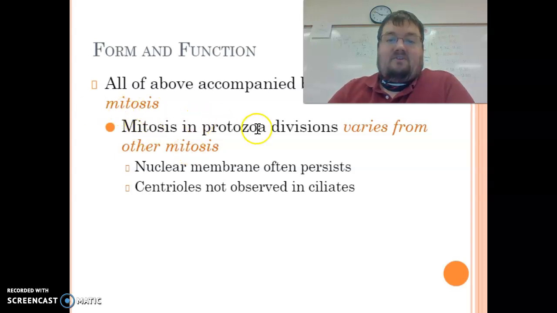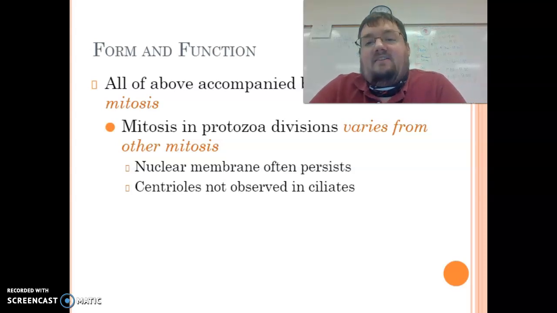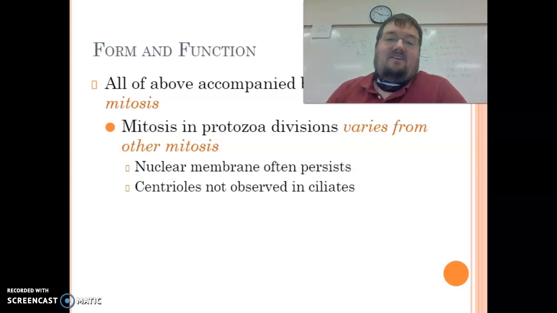It says mitosis in protozoa divisions varies from other mitosis. Oftentimes the nuclear membrane doesn't dissolve, it persists, and you don't use centrioles. If you guys remember the mitosis process, the centrioles and the spindle fibers, the nuclear membrane dissolving and the chromosomes coming out in chromatin, etc. Hopefully you remember that from biology. You did those a few years back, so you may need a refresher. But if you had me for biology, you made booklets for mitosis. Maybe you remember that.